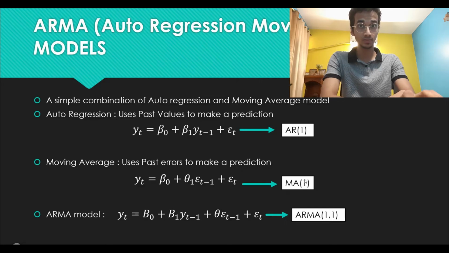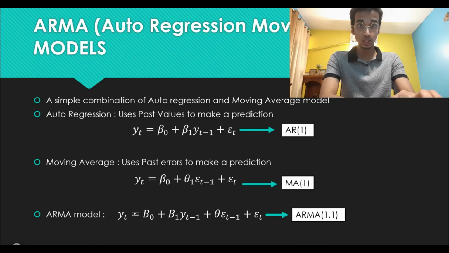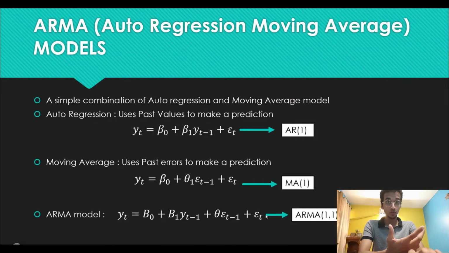in the bracket. So the ARMA model is simply a combination of both of these. The equation for it would look like y sub t is equal to beta naught plus theta 1 into the error made in the previous time step, plus beta 1 into the past value, plus some error which you're going to make in the current time step. And it is represented simply as ARMA 1 comma 1, right? So 1 comma 1 basically represents that we are using auto regression of first order and moving average of first order. It can be of different orders as well.